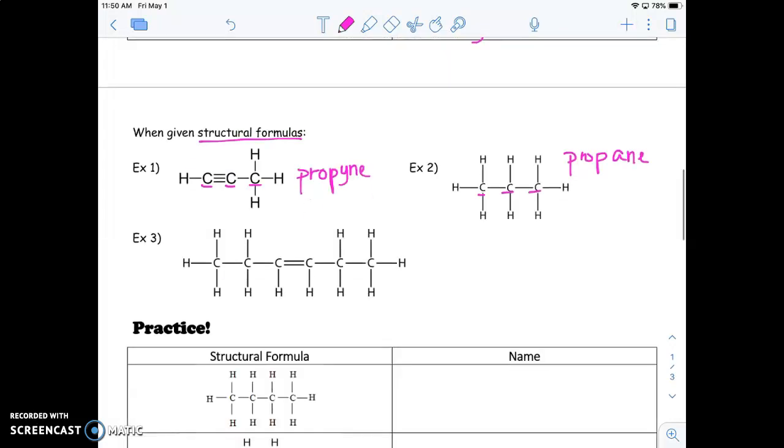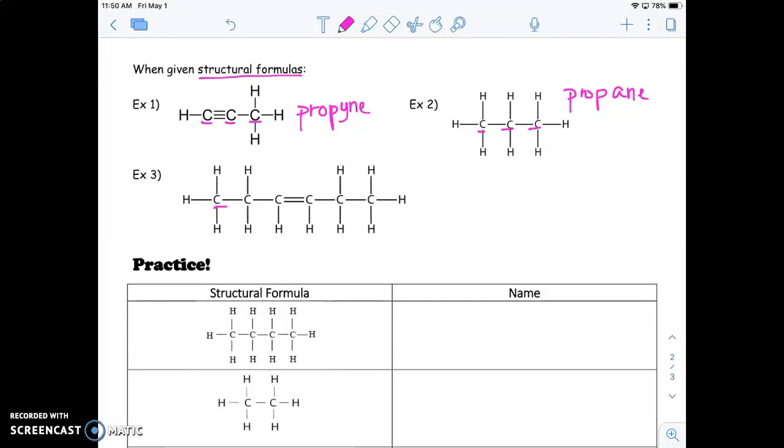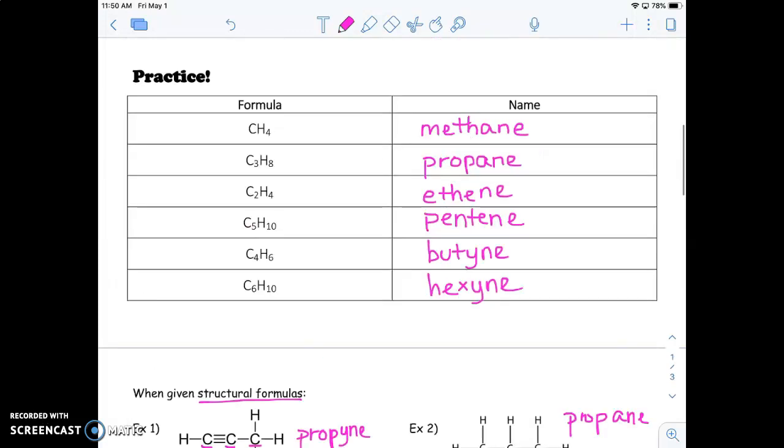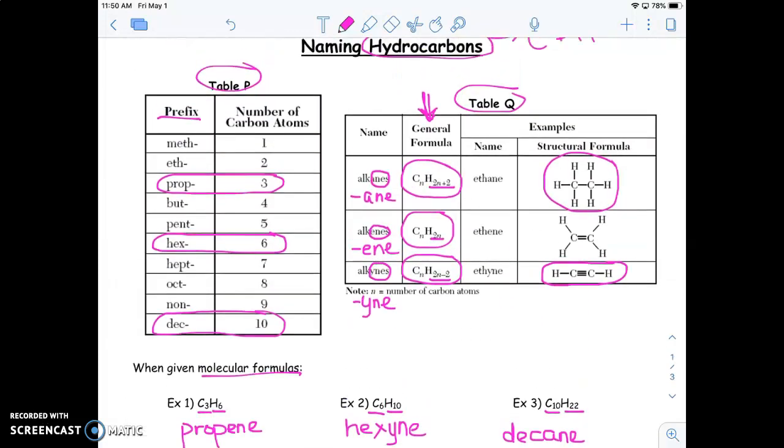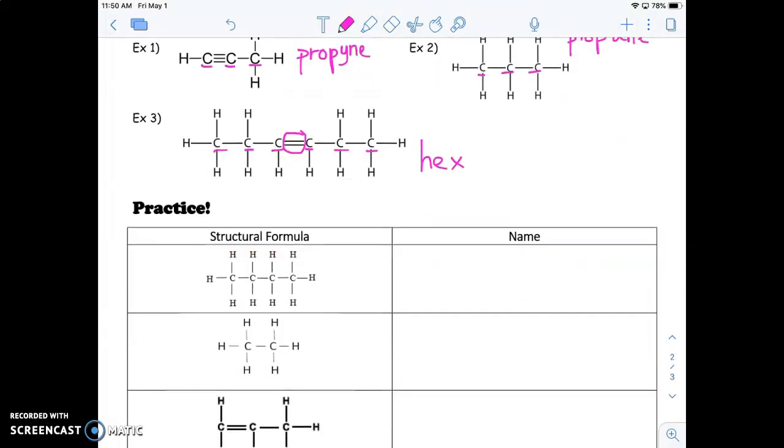Okay, last one. I want to count up my number of C's. 1, 2, 3, 4, 5, 6. The prefix for 6 is hex. And then I want to go look at my bonds. So I see mostly single bonds, but there is a double bond right here. So if I go look at table Q and I look at pictures and I find where there's a double bond, if something has a double bond in it, that makes it an alkene. So what is it going to end in? -ene. So this would be a hexene molecule.